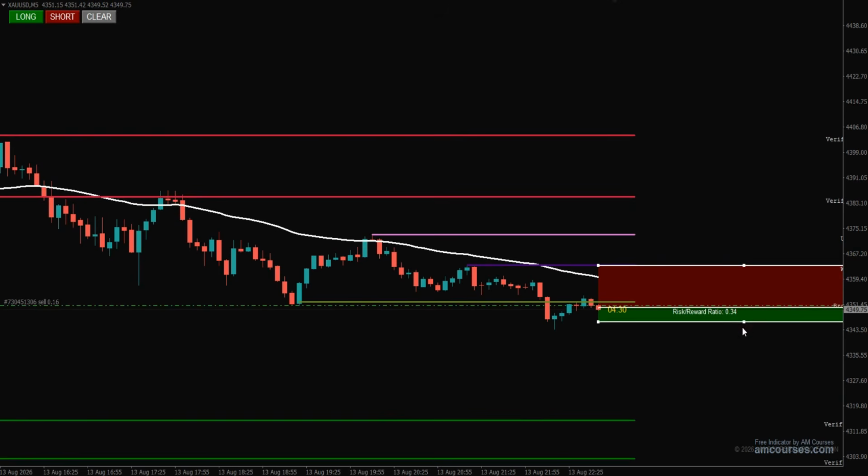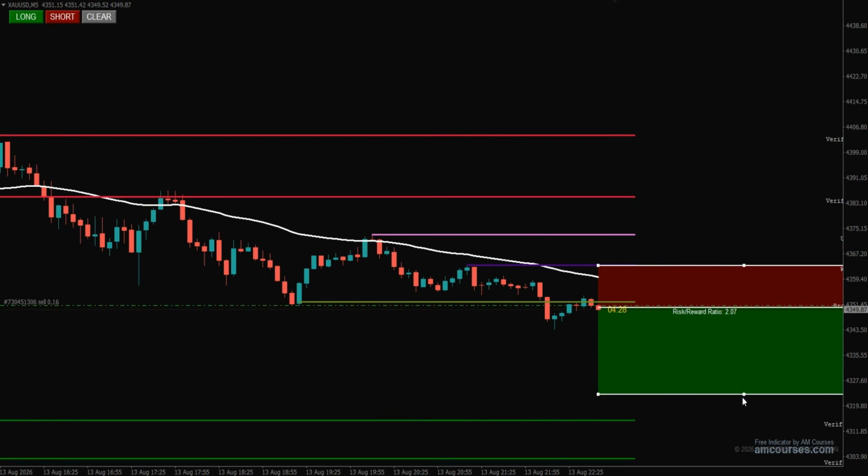Stop above, up here at the weak resistance line. Target all the way down at the untested support below. Risk to reward 2 to 1. The best ratio of the whole day. Twice as much to win as to lose. Everything about this looked right.